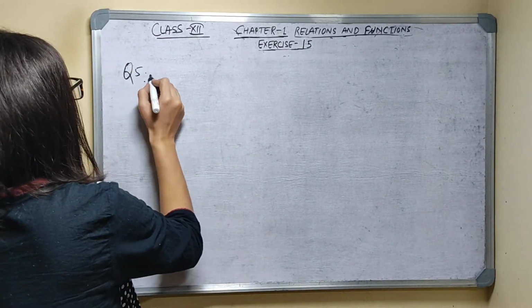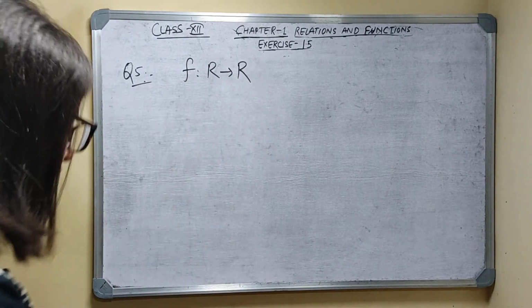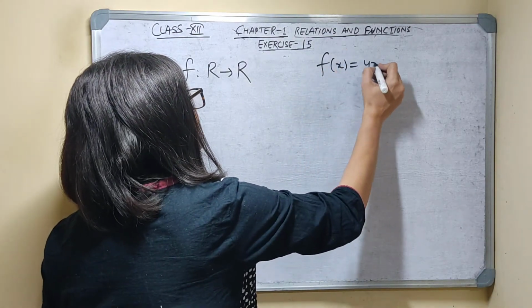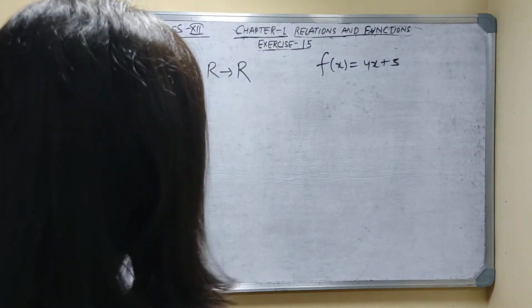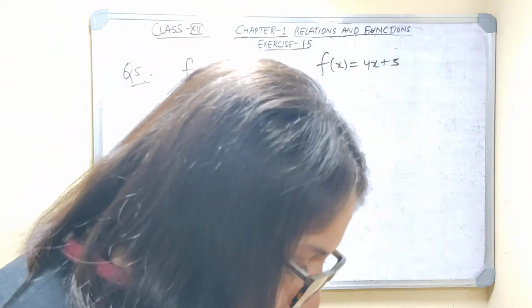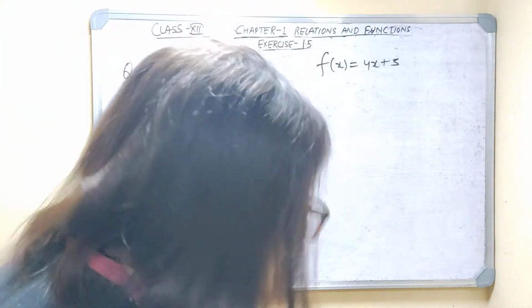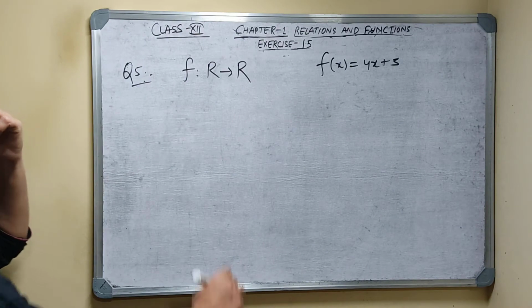Now question number 5. F is from R to R. The function is defined, F is from R to R, and f(x) is given as 4x plus 5. Let R be the set of all real numbers. Domain and codomain are both the same, real numbers. Show that the function f from R to R defined by f(x) equal to 4x plus 5 is invertible. You have to show that this is invertible.